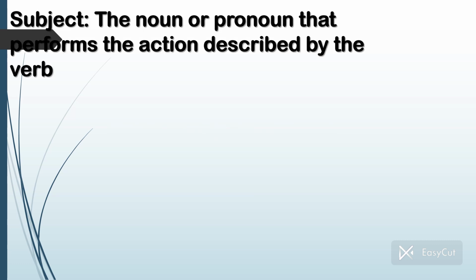What is a subject? The subject is the main component of a sentence. It's the noun or a pronoun that performs the action described by the verb.